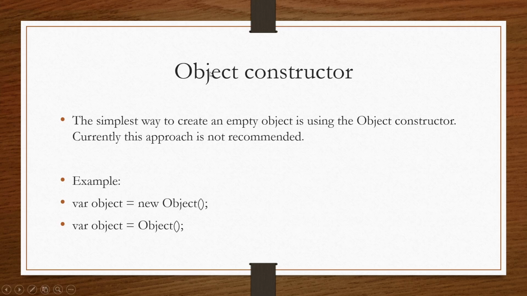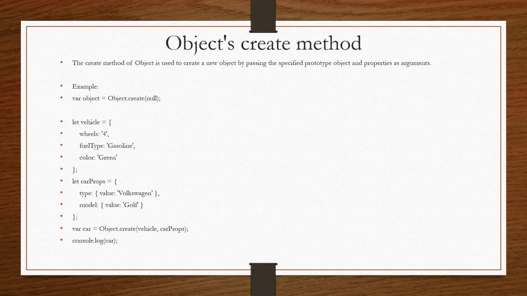Moving on to the Object.create method. This method is used to create a new object by passing the specified prototype object and properties as arguments. Here you can see that we have used the object literal, and afterwards we create the object using the create method. We have provided the arguments vehicle and car props, and simply we can log the car message. This pattern is helpful for creating a new object based on an existing one. The second argument is optional and is used to create properties on the new object.